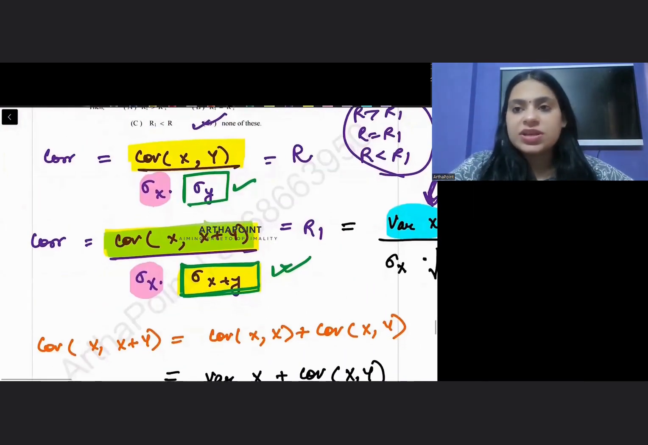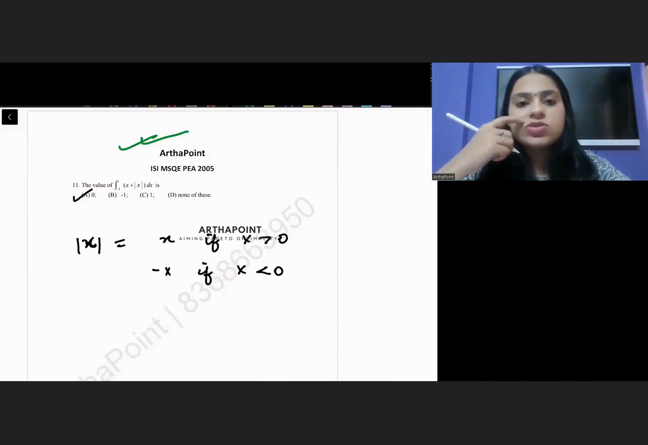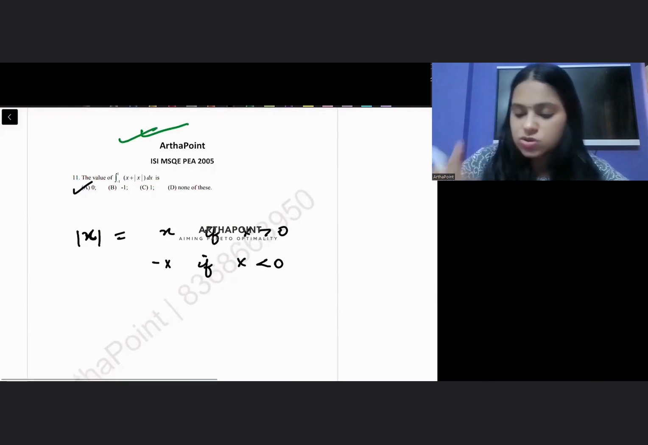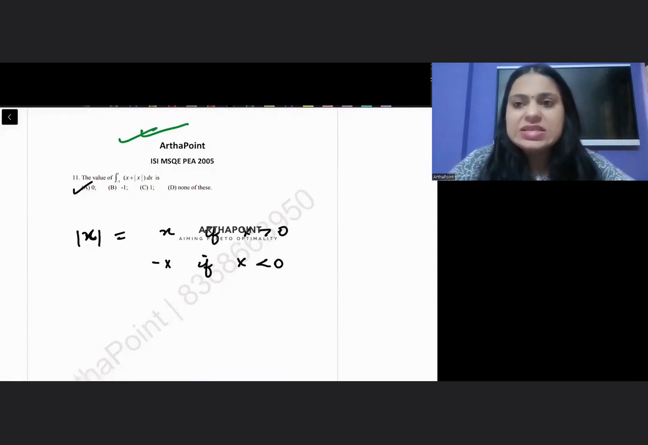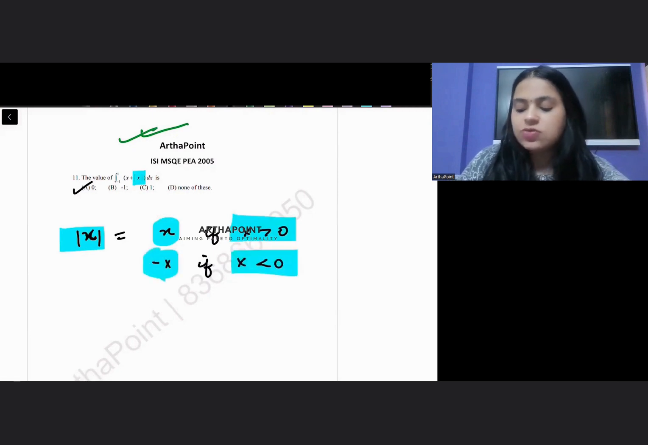Okay, let me just open the next sheet. Okay, now let's look into the next question. This says, what is going to be the value of integration in this? This is a very good and easy question. This is mod of x. So I can open mod of x as x if x is greater than 0 and minus x if x is less than 0.